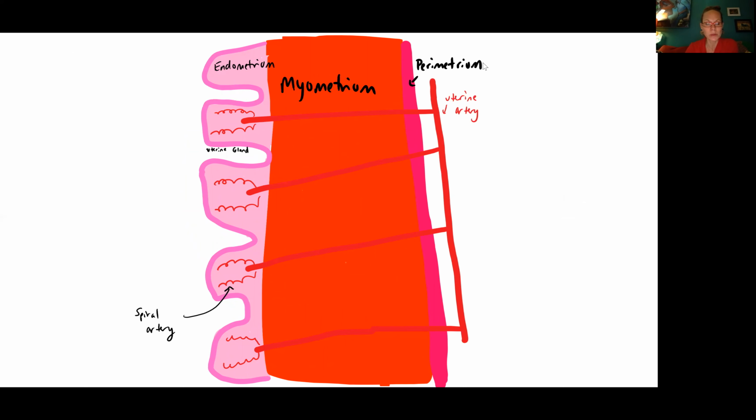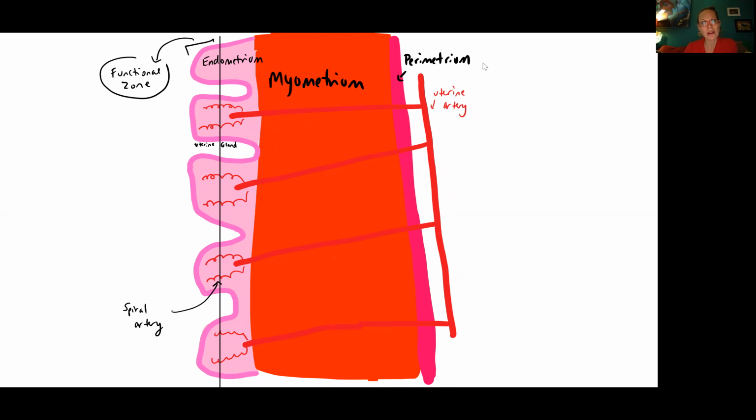Okay, so we have our perimetrium on the outside, our big layer of smooth muscle called the myometrium, and then we have our endometrium, which is the innermost layer. Notice that you have what are called spiral arteries extending into that endometrial layer, and then I've drawn in a few uterine glands there. Of course, lots of glands are present, and I've just drawn in a few to indicate that. Notice that you have just one little portion that's actually considered the functional zone. So when we are talking about the uterine cycle and the changes that happen in the endometrium, it's not that entire layer, it's just that functional zone.